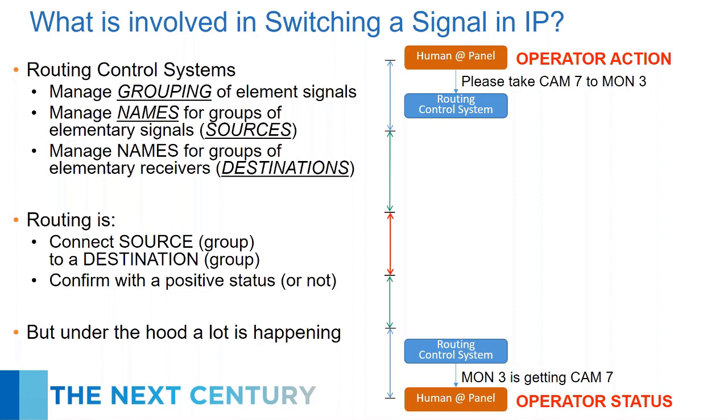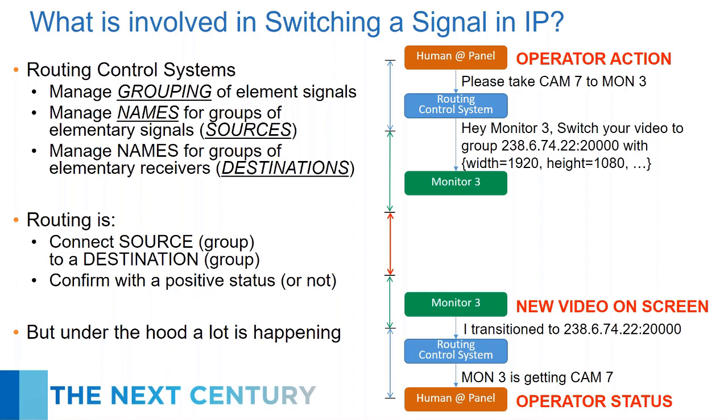So ultimately, the control system is what translates that operator action of taking, say, camera 7 to monitor 3 into whatever it has to do to make all the parts of it happen. Now, in SDI, it would make cross-point takes into traditional cross-point routers. But in IP, it's a little different. It has to talk to monitor 3. So in our example here, the control system takes the human request and then says, hey, monitor 3, switch your video to this new multicast group. And by the way, that's going to be a 1920 by 1080 interlaced 422 10-bit blah, blah, blah signal.